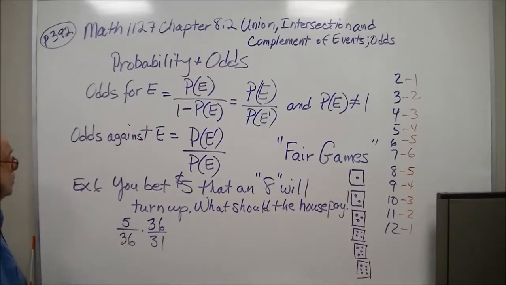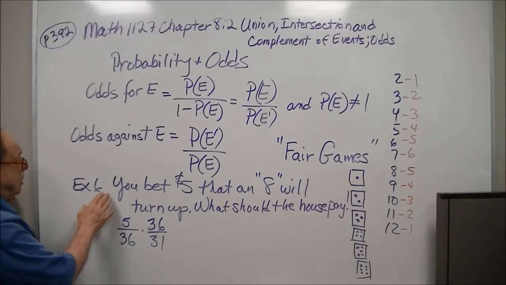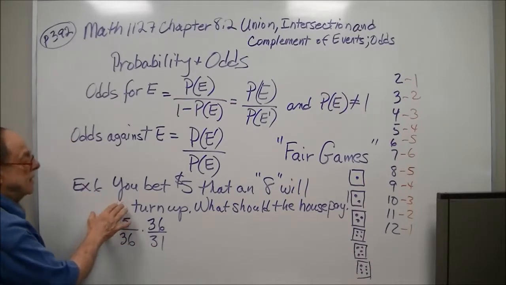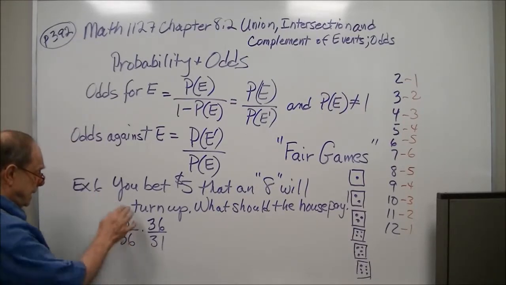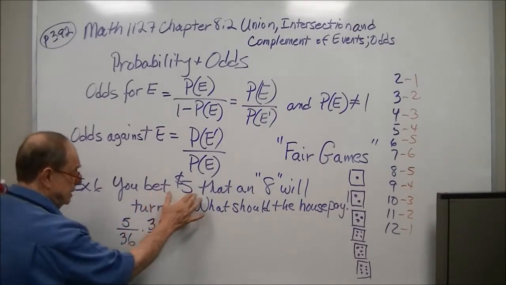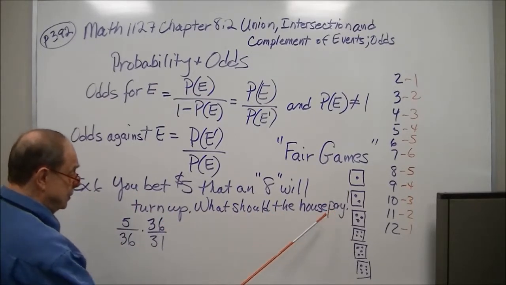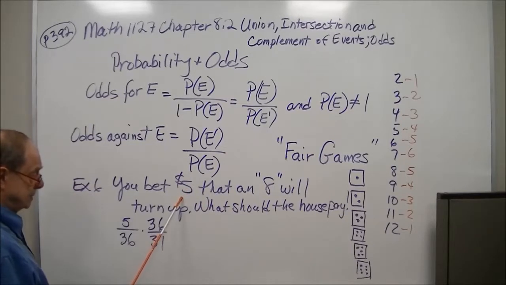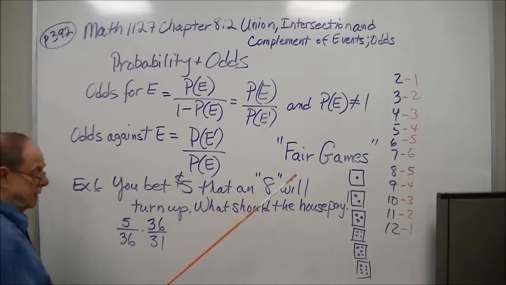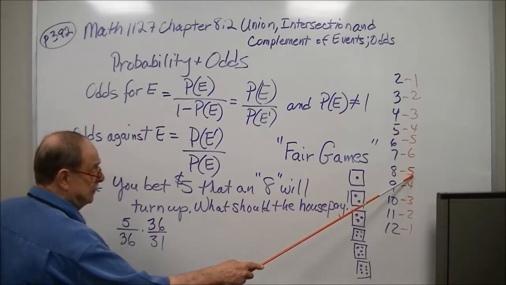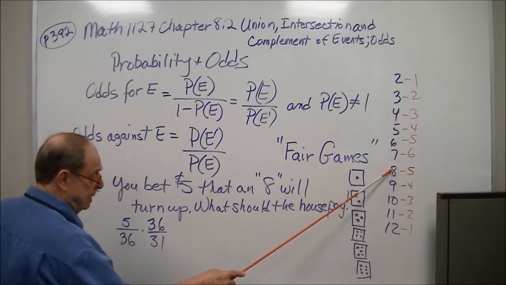Now there is an extra question in the book, part B of this example 6, and there's a matching question. I have written out the matching question. Let's say you bet $5 that an 8 will turn up and you win. What should the house pay you if you put $5 and the 8 turns up? Well, what is the probability that a 5 will show up? I'm sorry, an 8 will show up.